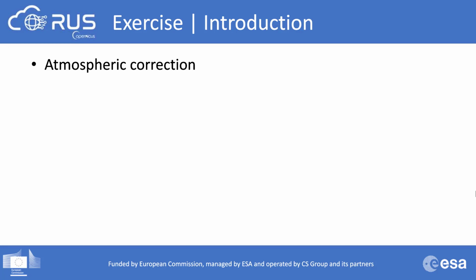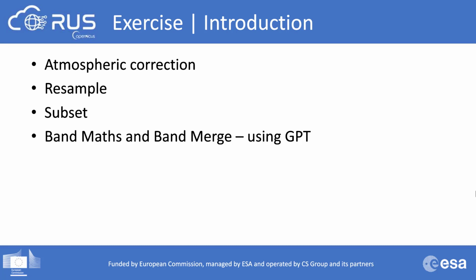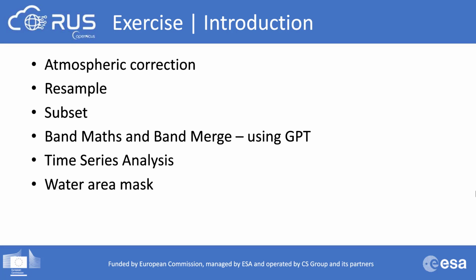Our processing steps will include atmospheric correction of Sentinel-2 products, resampling, subset, band maths and band merge of the water indices which we will produce, and we will use the Graph Processing Tool for that. Then we will perform short time series analysis, and finally we will create a water area mask based on the water radiometric indices derived before. Okay, and to get started, let's go to our virtual machine to start our exercise.